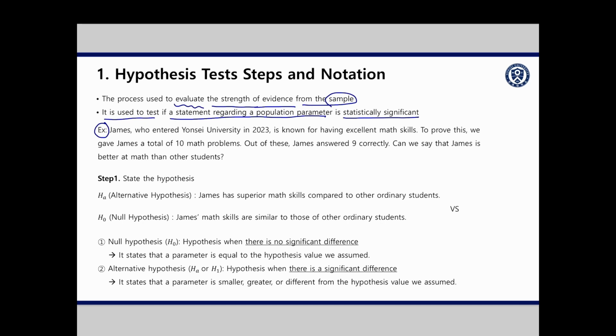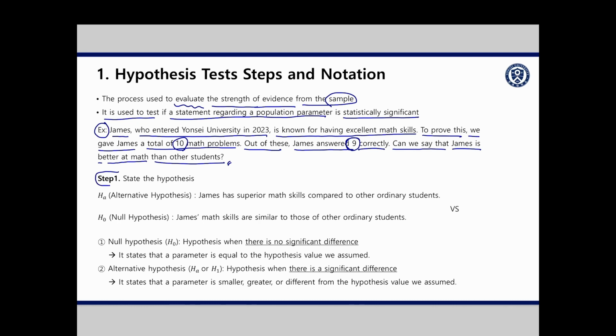James entered Yonsei University this year. James is known for having excellent math skills. To prove this, we gave James a total of 10 math problems. Out of these, James answered 9 correctly. Can you say that James is better at math than other students?